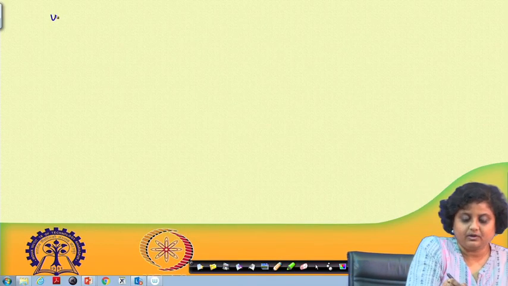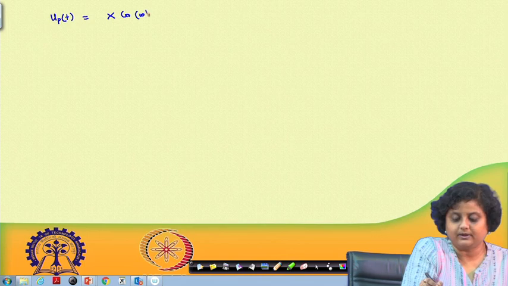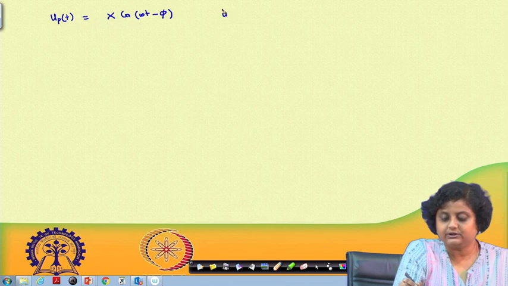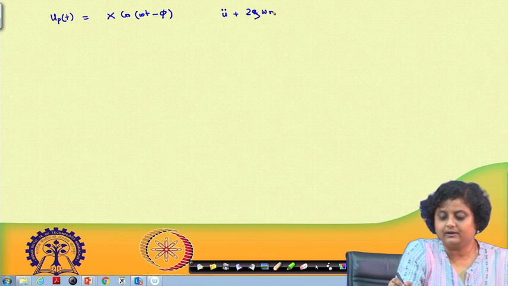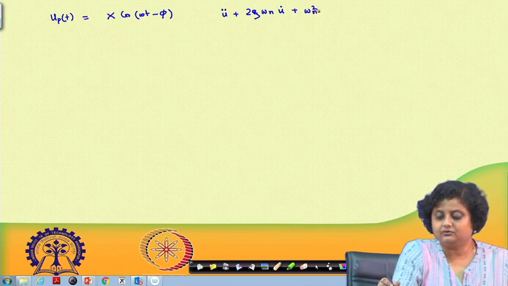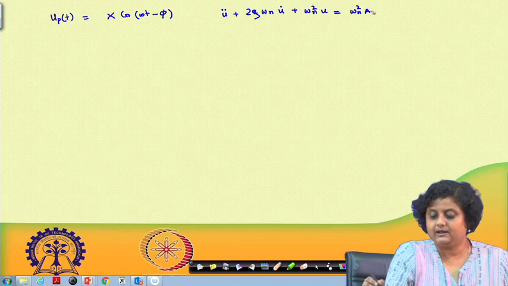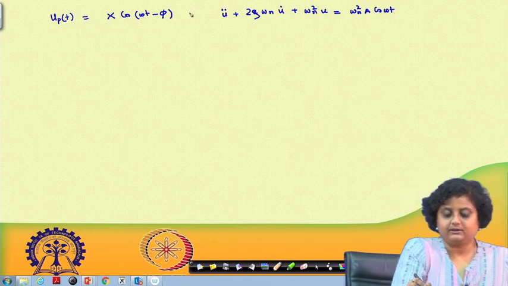So, u_p(t) is going to be X cos(ωt − φ), and the equation of motion that I have is 2ζω_n u̇ + ω_n² u = ω_n² A cos ωt. And I have to plug this in here.